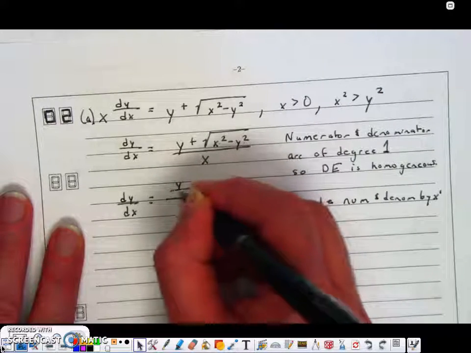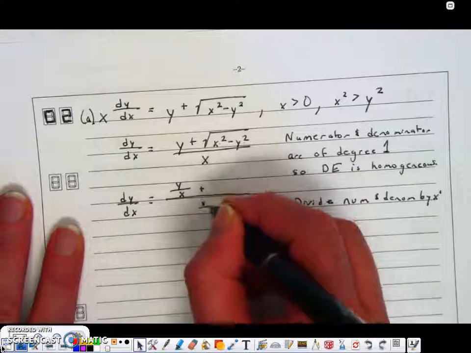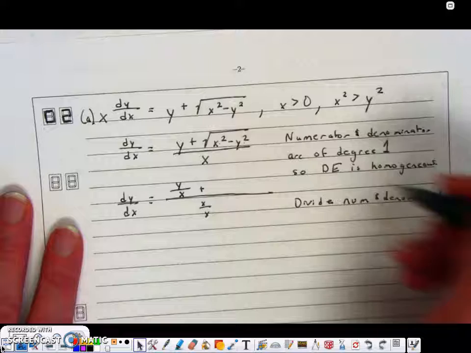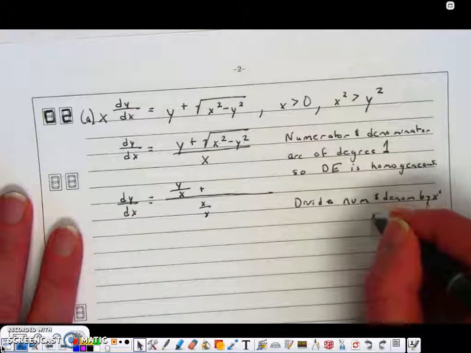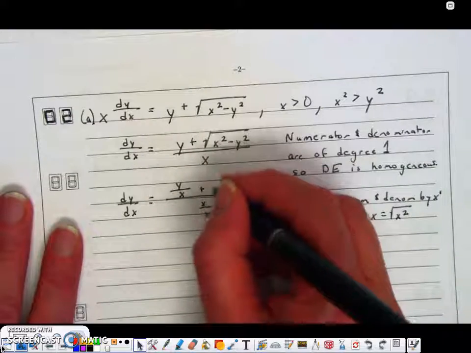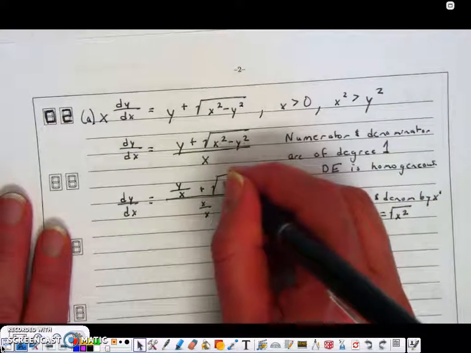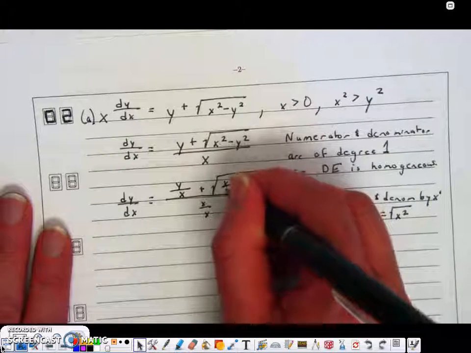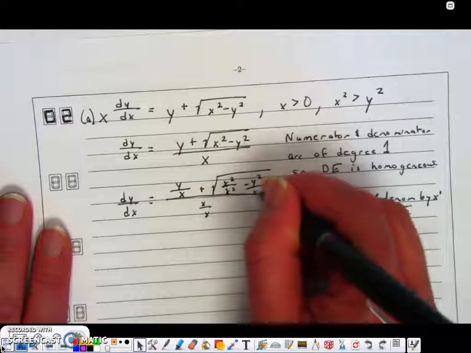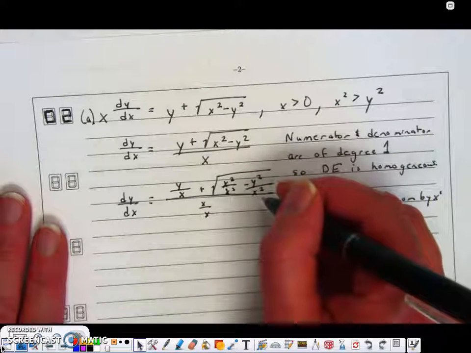So you have y over x, and in the denominator x over x. Now if you're underneath the square root, to divide by x, x is the same as the square root of x squared. So we're going to have the square root of x squared over x squared minus y squared over x squared. Just dividing each of those terms by the square root of x squared, which is just x.